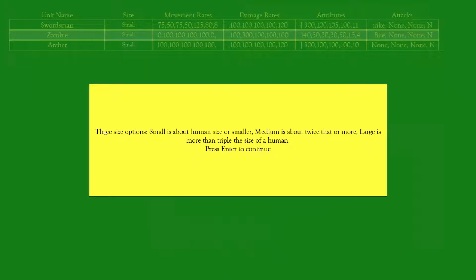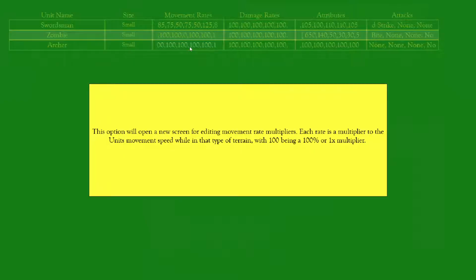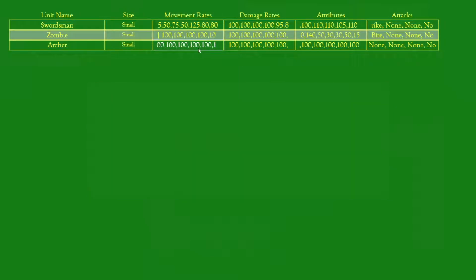For the size, there's 3 size options. Small, which is about human size. Medium is about twice that or more. Large is more than triple that size. Right click here, this option will open a new screen. So any information you need, it's usually within the app. So unit name and size are good for Archer.